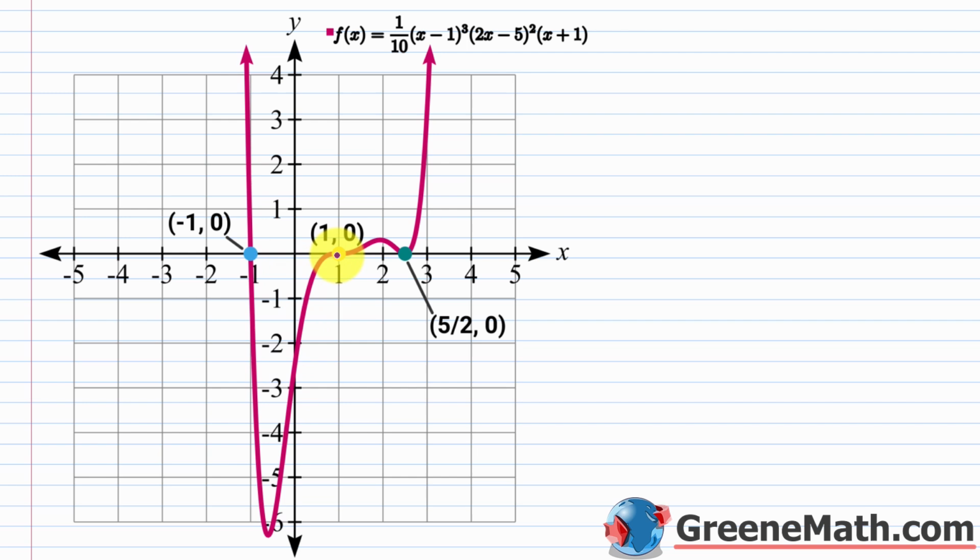Then if you look at 1, 0, again, we're going to cross through, but we're going to flatten out when we do that. Then when we look at 5 halves, 0, we're going to touch and turn around. Okay, so touch and turn around. Again, odd multiplicity, even multiplicity. So we talked about why we have that behavior in the lesson. So just remember that if you're trying to use this to sketch the graph.